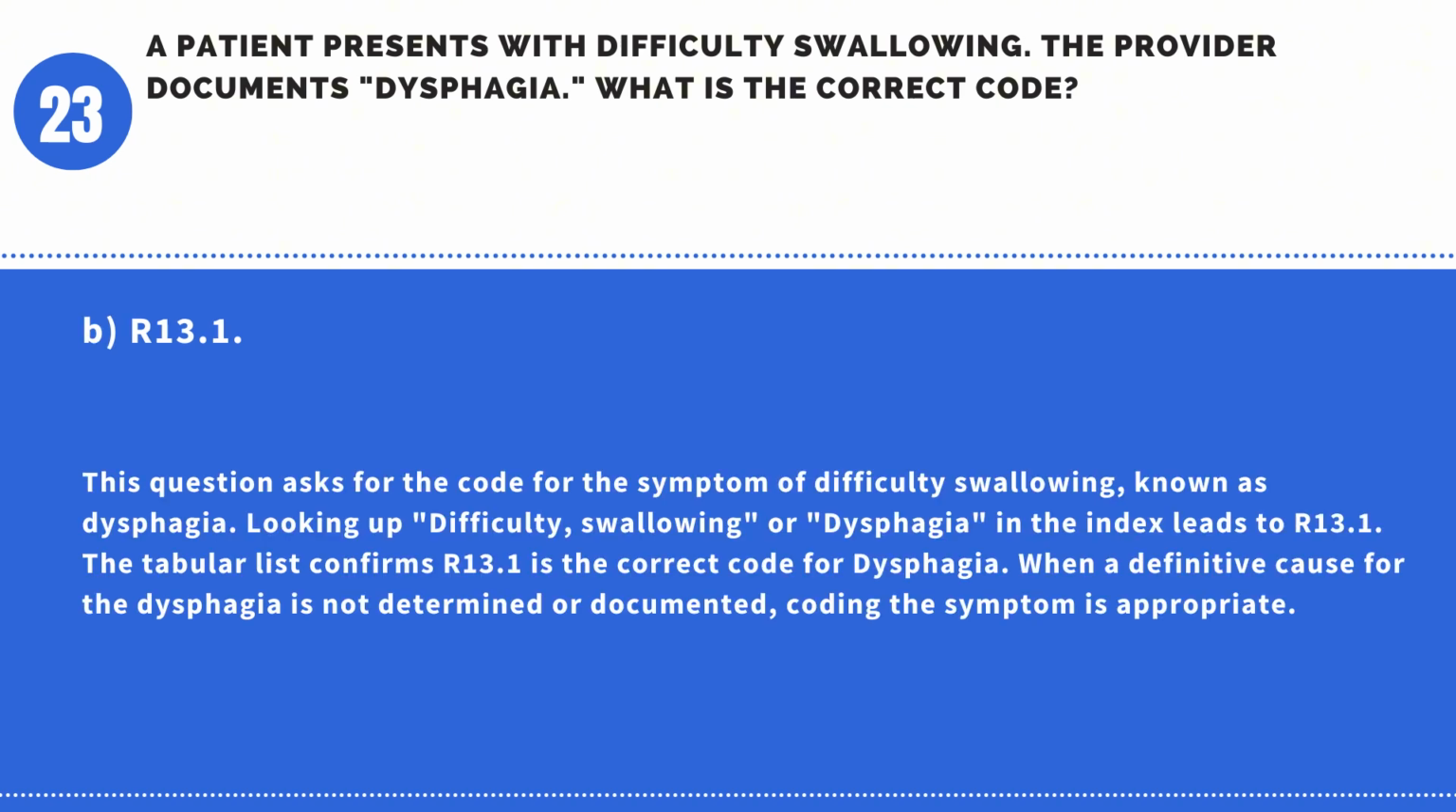Answer: B. R13.1. This question asks for the code for the symptom of difficulty swallowing, known as dysphagia. Looking up difficulty, swallowing, or dysphagia in the index leads to R13.1. The tabular list confirms R13.1 is the correct code for dysphagia. When a definitive cause for the dysphagia is not determined or documented, coding the symptom is appropriate.